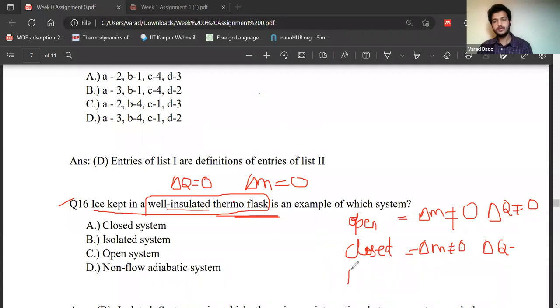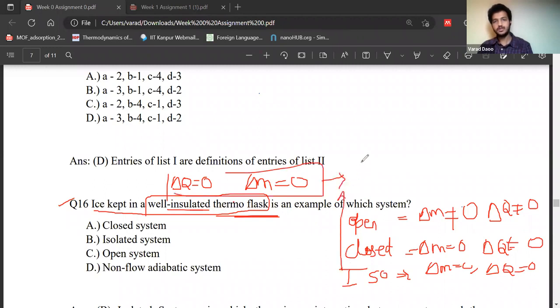Okay. Then isolated. Closed means delta M equal to 0, right? Delta M equal to 0, delta Q not equal to 0. Isolated would mean delta M equal to 0 and delta Q equal to 0, right? So this is matching with the isolated system, right? With this definition. So here we are having isolated. So the correct answer should be option B.